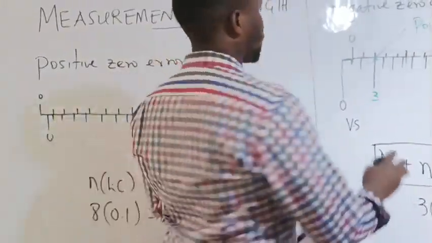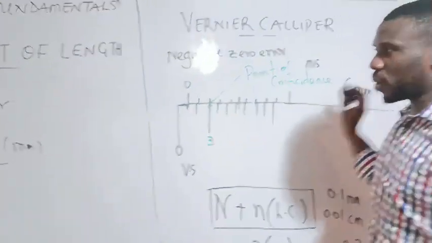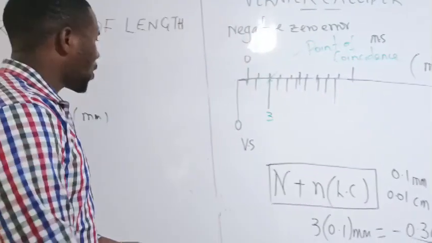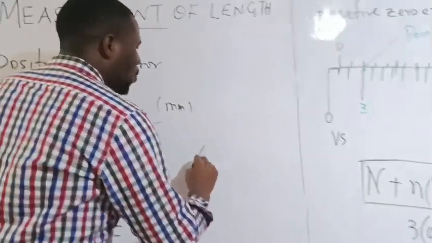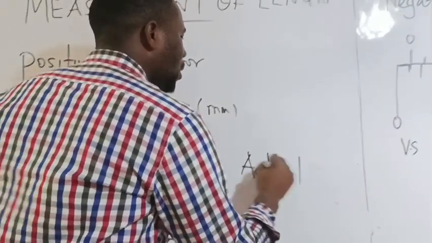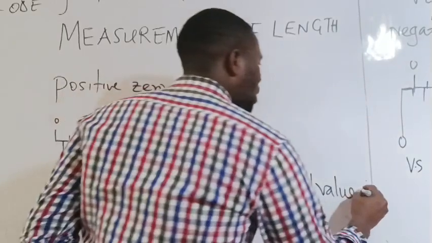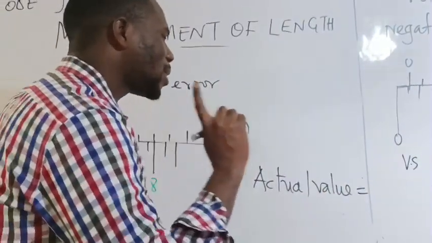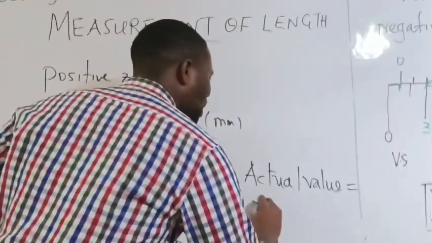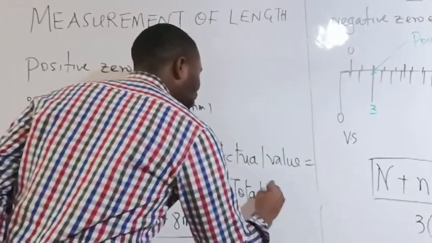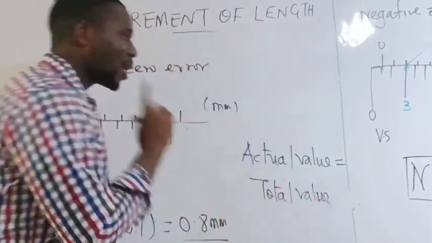I may need to wipe this off now, or better still, write this. So let's take for instance, this is the formula we would work with. Now, the actual value, when you measure an object, is simply the value you measure, that's the total value of the object you measure.